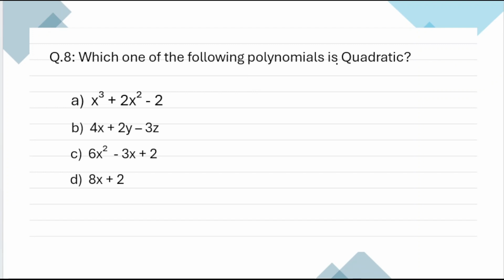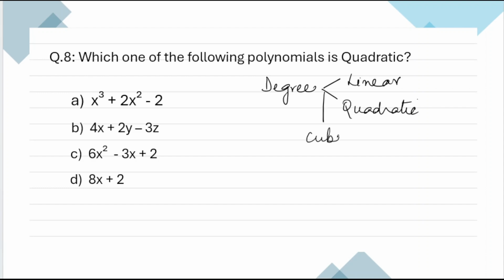Which one of the following polynomials is quadratic? Based on the degree, the polynomials are classified in some categories. Linear, then you have quadratic, then you have cubic, and then you have quartic, or you can say fifth degree polynomial. Linear means the degree is 1. Quadratic means the degree is 2. Cubic means the degree is 3. So, quadratic polynomial means the degree of the polynomial should be 2.